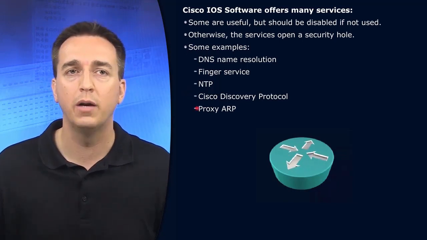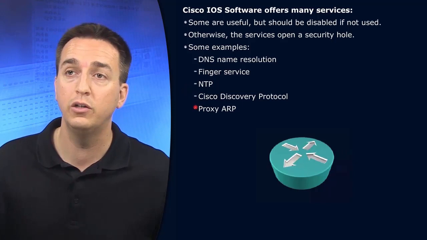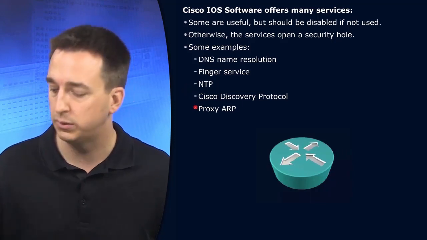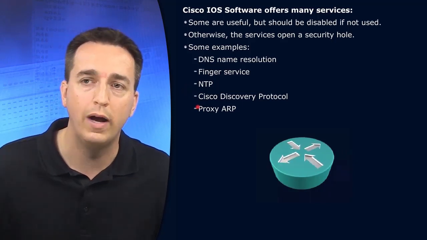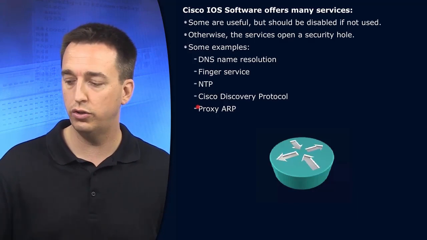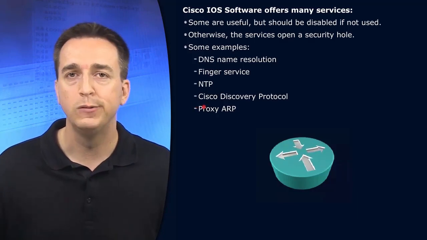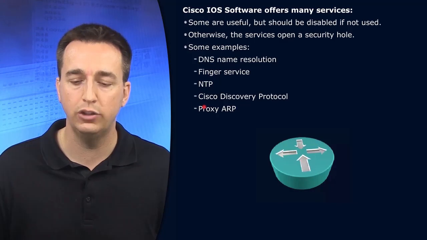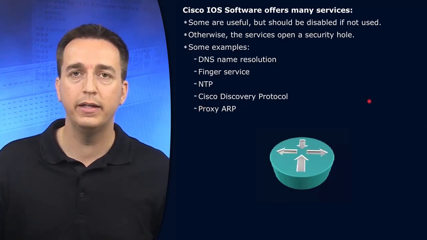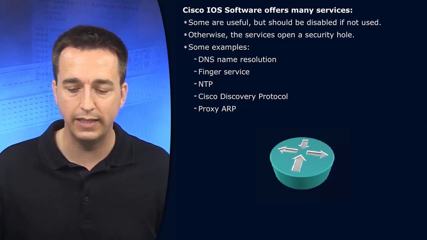Same thing with proxy ARP. Do we want proxy ARP running? Do we want our router to be able to respond to ARP requests that aren't specifically sent to itself? You've got to think about that in your organization. So let's go to the live environment and take a look at some of these and see how we can disable them. The first service I want to look at is DNS.